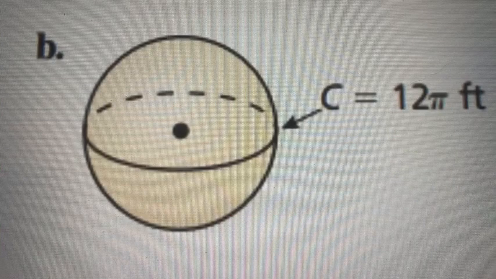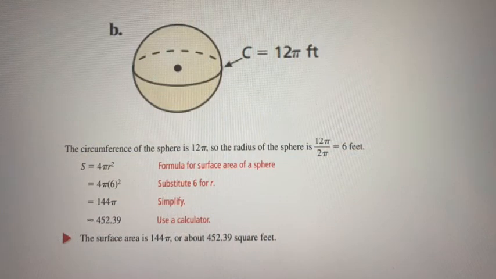All right, let's look at another problem. This time I see that the sphere has a circumference of 12 pi feet. Well, how do I get circumference? I take 2 times the radius times pi. So if I divide 12 pi by 2 pi, I get a radius of 6 feet. And then when I put it in, 4 pi times 6 squared is 144 pi, which is approximately 452.39 square feet.